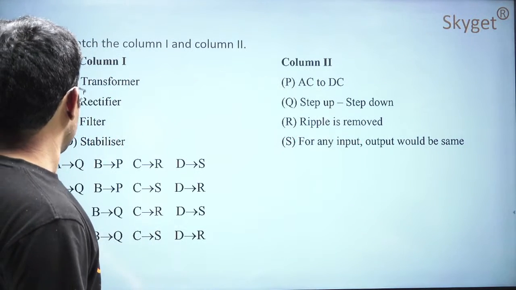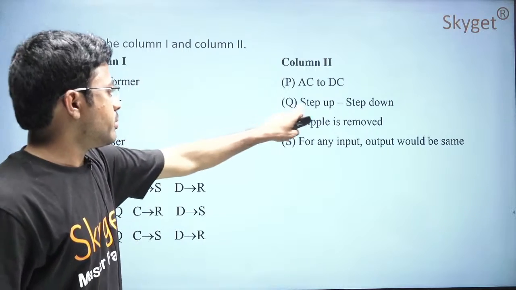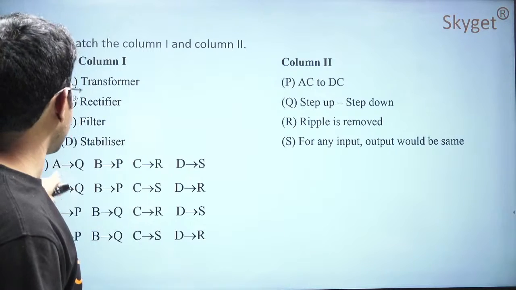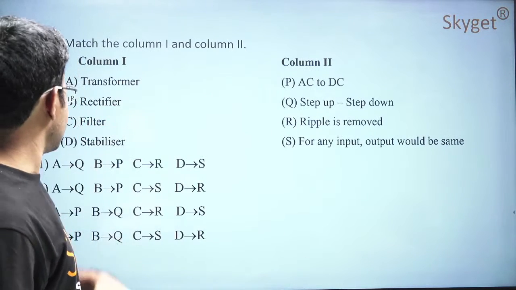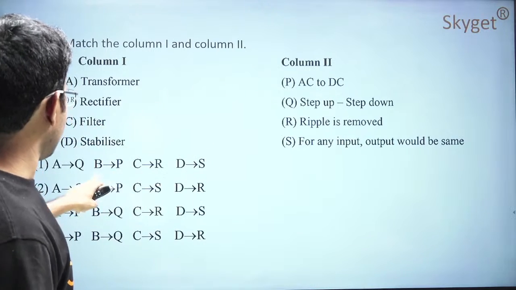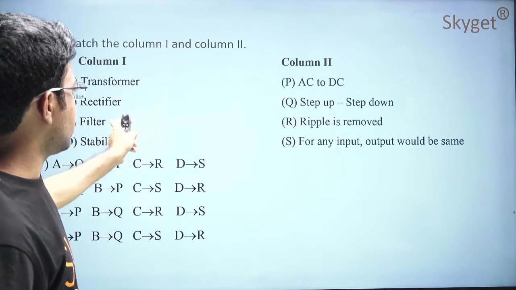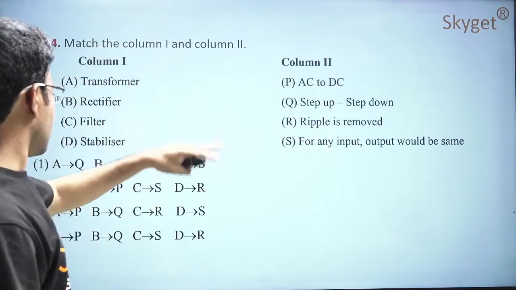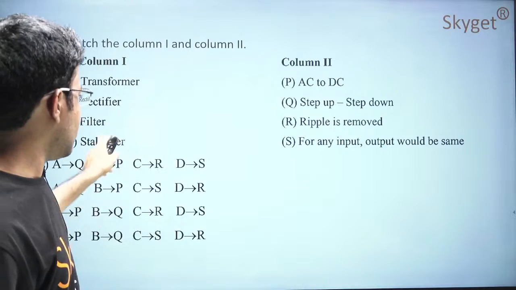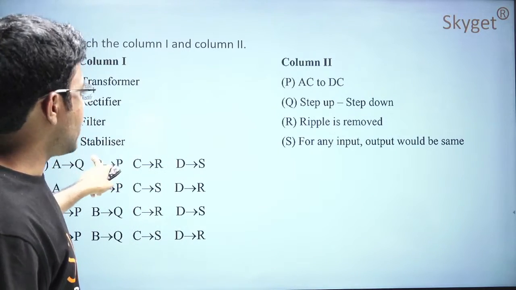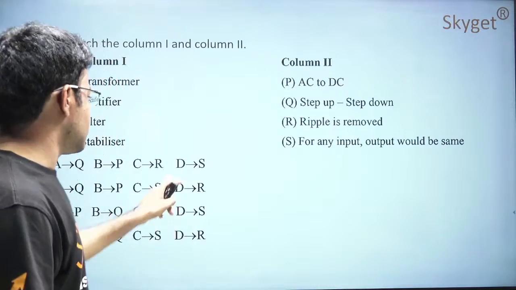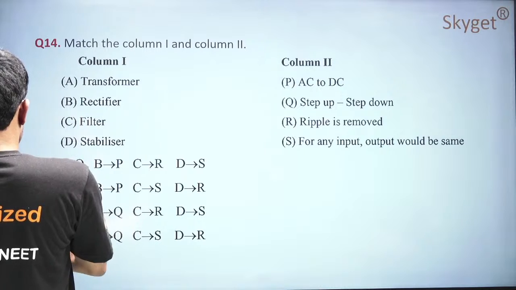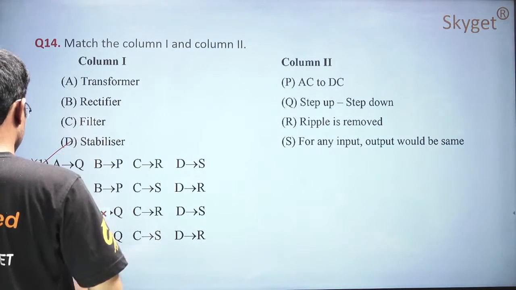So here, A, the transformer is step up and step down, that is A to Q. For A to Q there are 2 options, option 1 and 2. For the rectifier we have done AC to DC, that is B is P. Next, C, filter: by using them you remove the ripples, that is option R, C to R. Then let us check the last one, D, the stabilizer. For any input the output would be the same, D to S. So it is option 1.